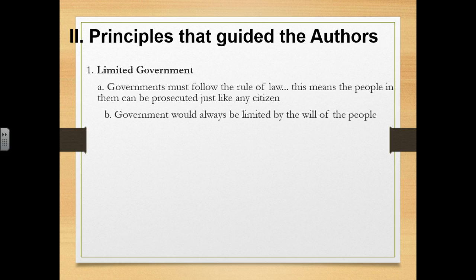In monarchies, this didn't happen very often. In fact, the king or queen, or royalty, were above the law. Government would always be limited to the will of the people if the government itself is following the rule of law. So this is basically a broad principle that the other principles are following or trying to achieve.